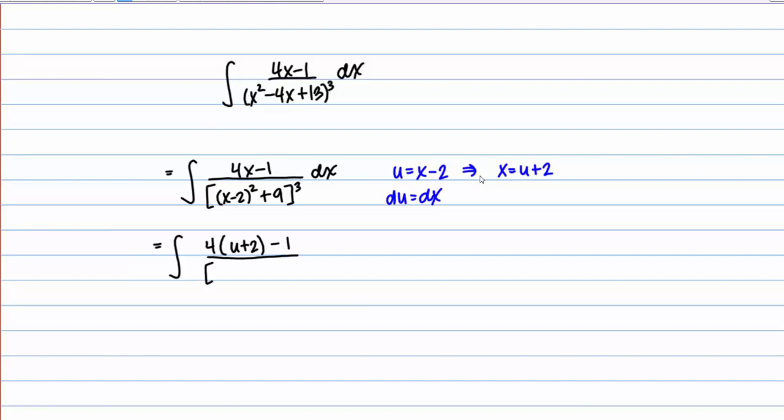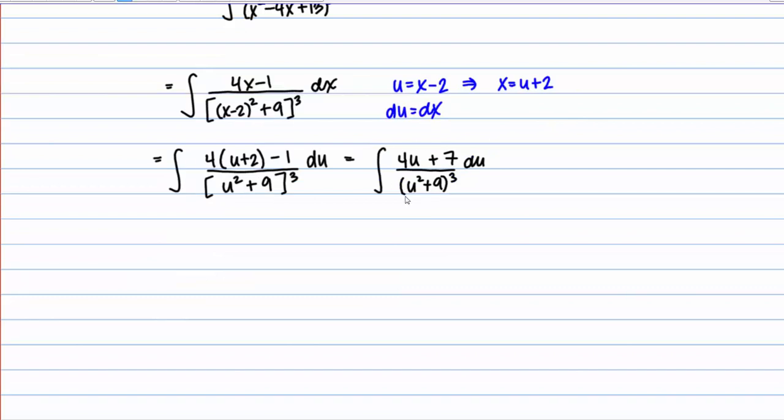On the bottom, I'm going to get u squared plus 9, all of that raised to the third power, and then dx is just du. So expanding on the top there, I get 4u, and then I'm going to have plus 8 minus 1. So I'm going to go ahead and write that as plus 7. And then on the bottom, I've got u squared plus 9 quantity cubed du.